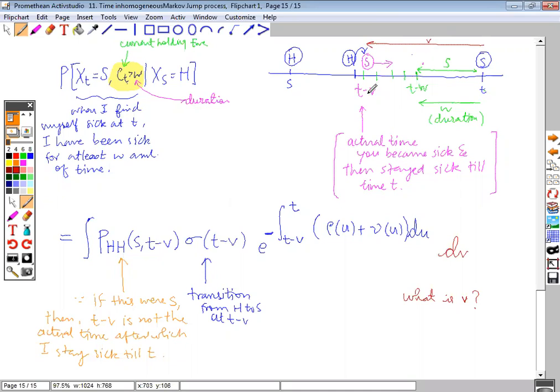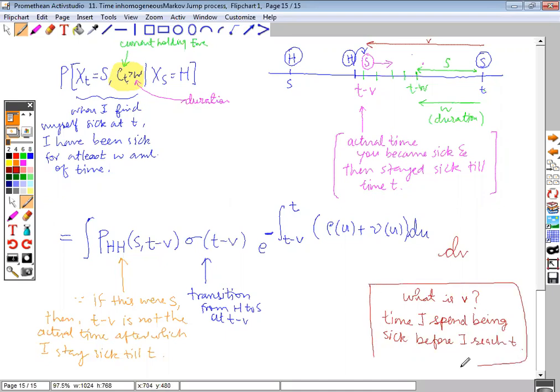So if my T minus V is the actual time I become sick, then my V is the time I spend being sick before I reach T. Does this make sense?